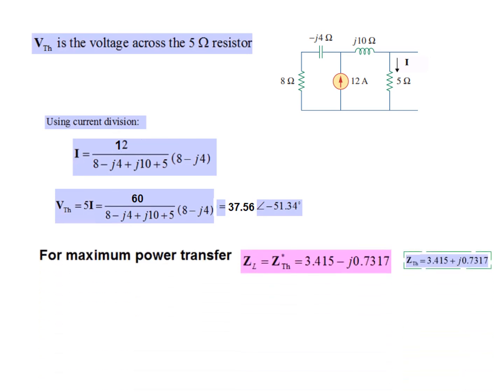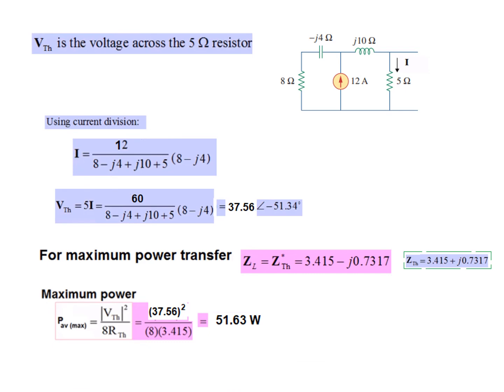Okay, so now that we have found V Thevenin, we are ready to find the value of ZL. ZL has to be Z Thevenin conjugate. We found this to be Z Thevenin, so we change the sign here. So this is ZL. And the maximum power is V Thevenin squared over 8 R Thevenin. This was the magnitude, so we write that squared, and R Thevenin from here is 3.145. So this is the answer for maximum power.